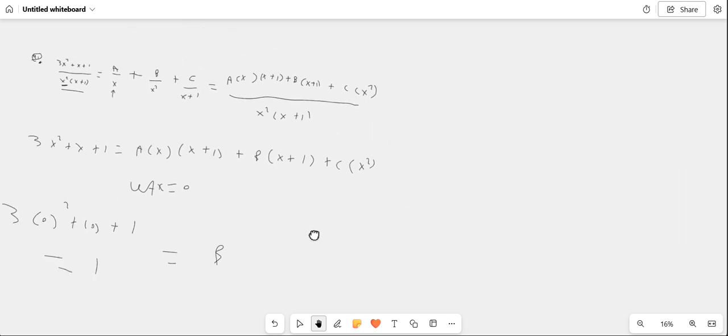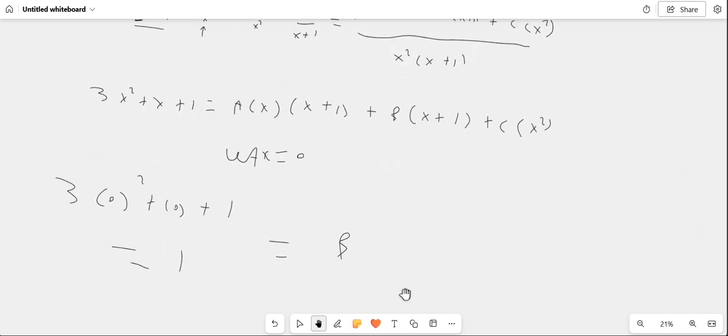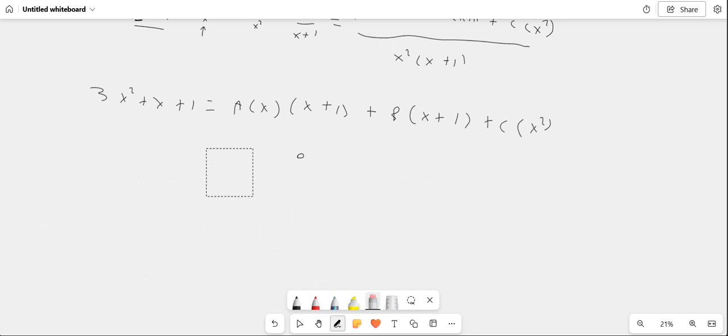To find a and c, we're going to have to do the second one, which is let x equal minus 1. So let's rub out this, and put let x equal minus 1. If I put let x equal minus 1, I'm going to get minus 1 in there. So there you go.